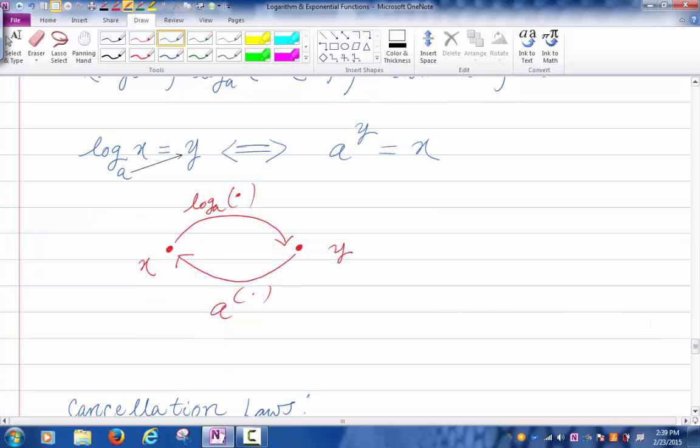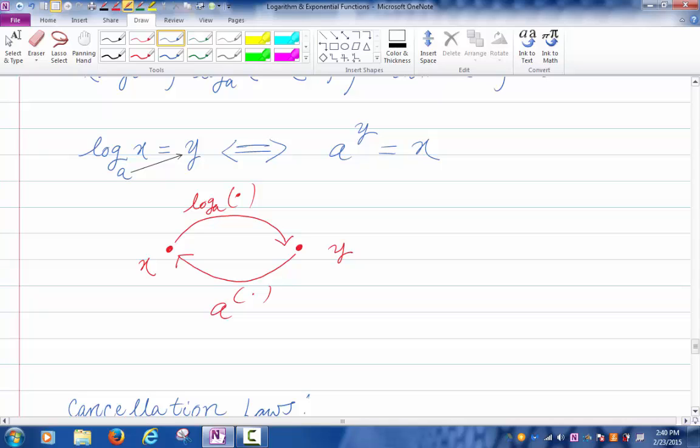If the log base a takes x to y, then the exponential base a takes y to x. Log base a takes x to y if and only if the exponential base a takes y to x. They do the opposite. What is log base a of x? Log base a of x is the power of a that gives you x.